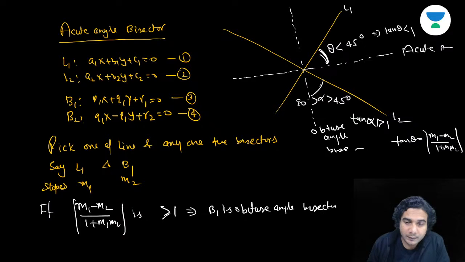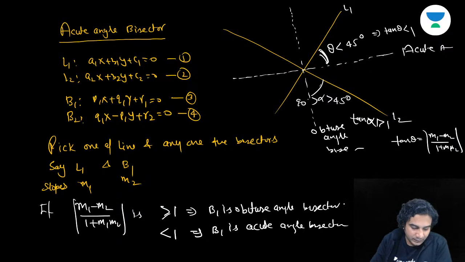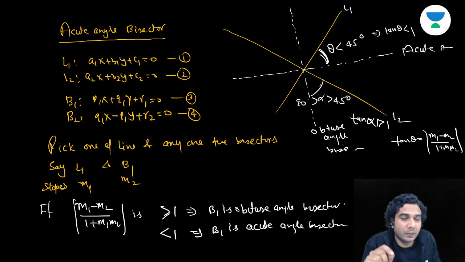All right. Similarly, if it is less than 1, then this implies that b1 is the acute angle bisector. Got this point? So this is the best way to identify whether the bisector you have selected is the acute angle bisector or the obtuse angle bisector, okay? So we'll use this process.